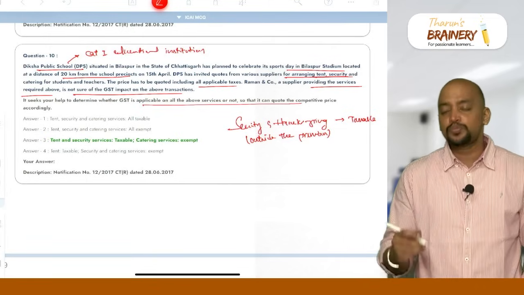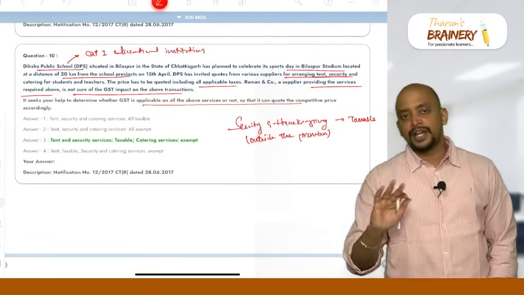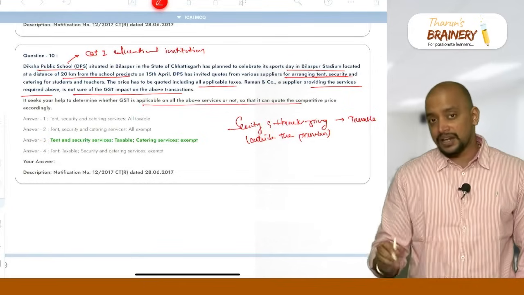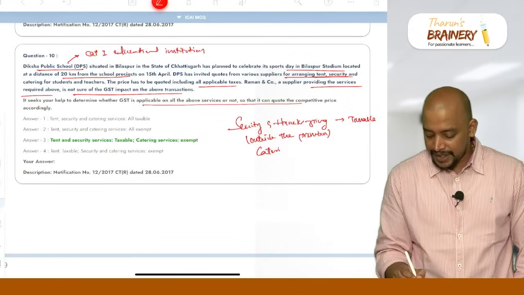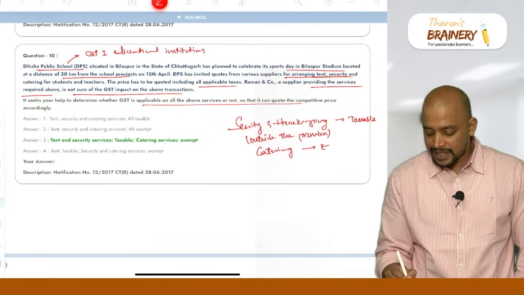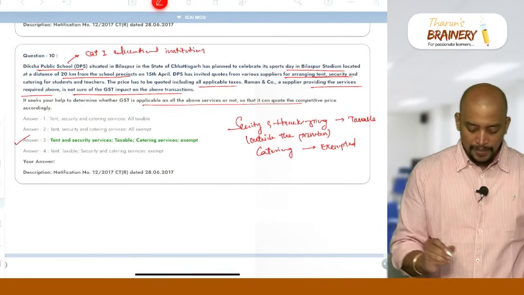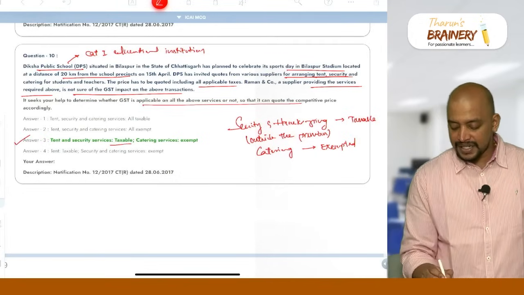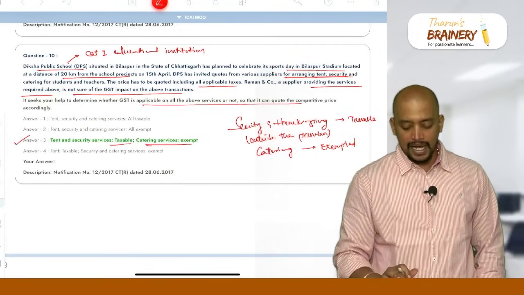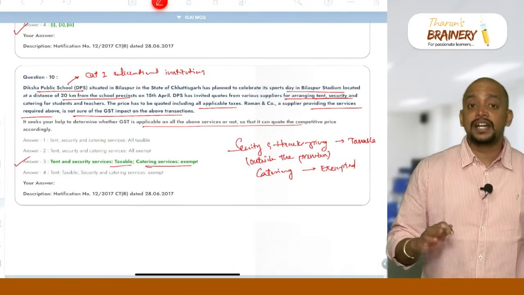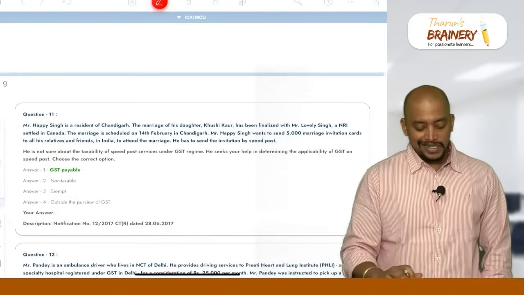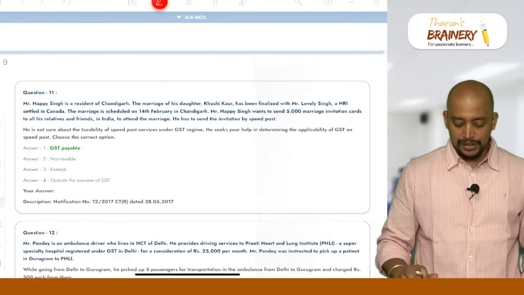But for transportation and catering, we don't have any restriction. So that can be anywhere. So catering service, even though it is outside the premises, will be exempted. Therefore, the answer is option C. Tent and security service taxable and catering services will become exempted. This is not a service provided by an educational institution. This is a service provided to an educational institution.